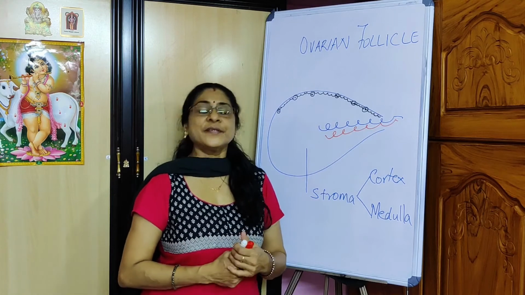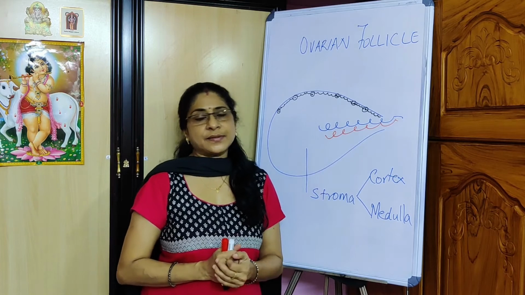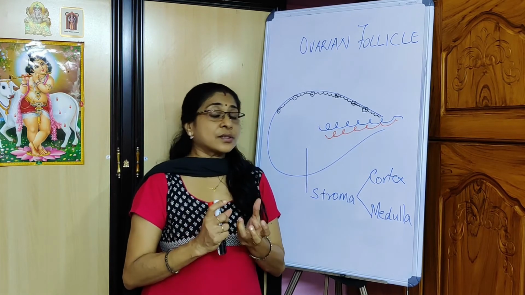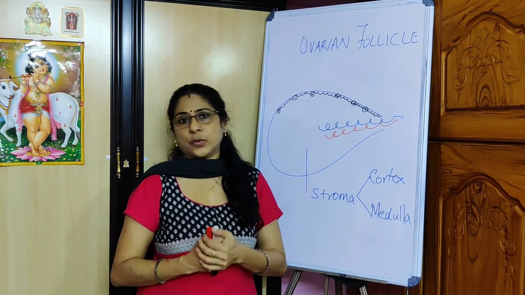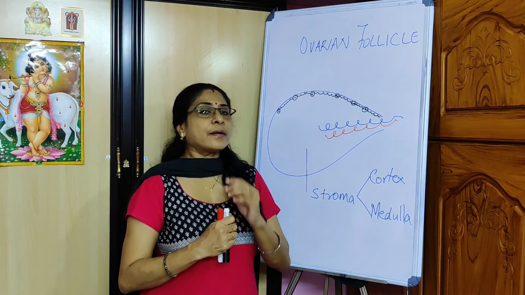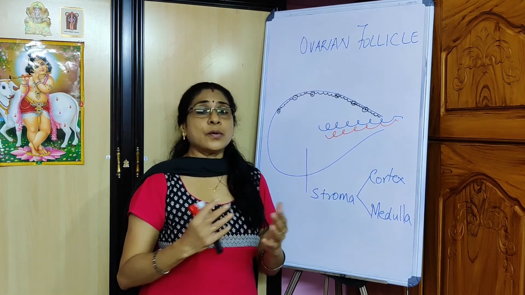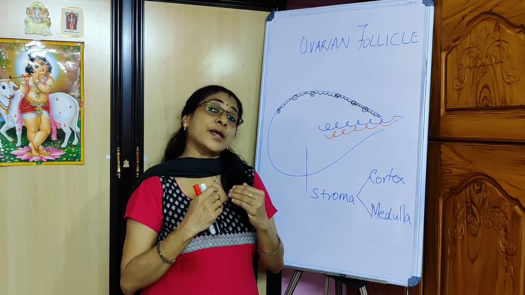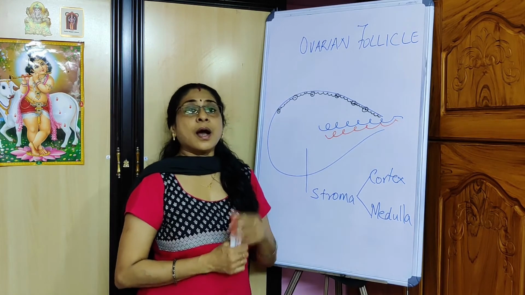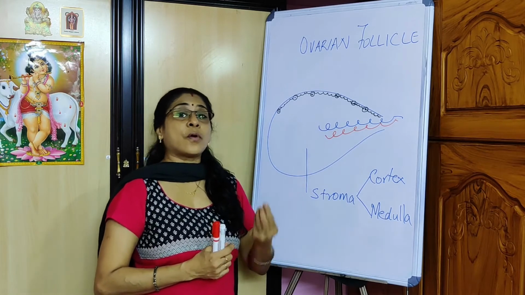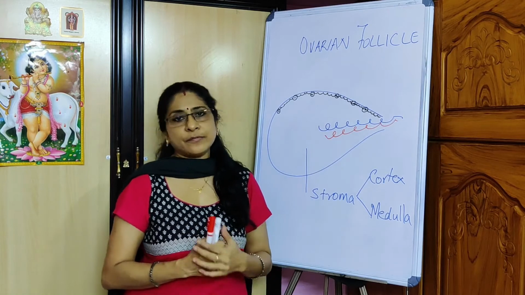Hi children, in the last class we learned about the female reproductive system. We learned about the structure of the ovary and also the internal structure of the ovary. And I have mentioned that within the ovary there are many ovarian follicles in various stages of development. So today let us study how an ovarian follicle develops.